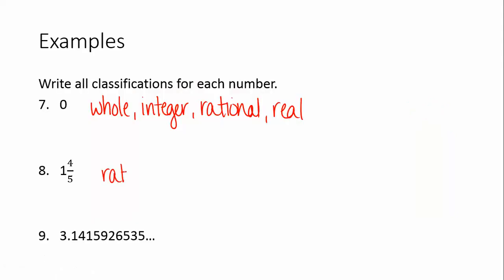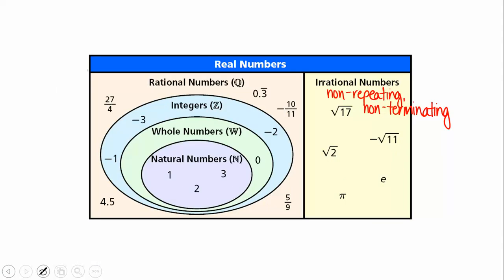So we would write rational and real. The last number I hope you recognize, 3.1415926535, and it continues on. Hopefully you're recognizing this as pi. And we talked about pi when we were looking at the chart. Pi is an irrational number. It is a real number. All the numbers we talk about, rational and irrational, are all real. So this number is irrational and it's real.